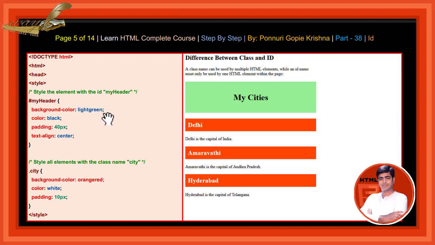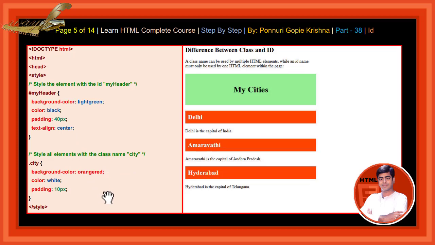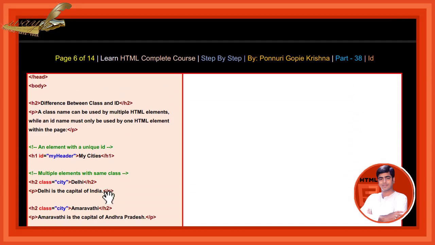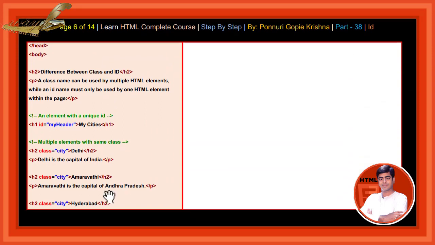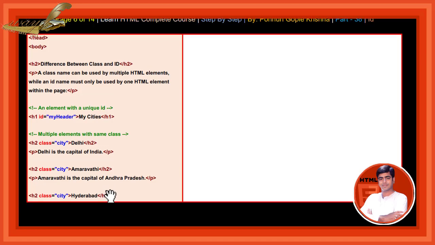See here, light green, black, 40 pixels. Style all elements with the same class name city. Again we are using city. Background color orange red, color white, padding 10 pixels. Close it with brackets. See here, now we are using the ID myHeader, my cities, and multiple elements with the same class. City Delhi, city Amravati, we are using the city style here.